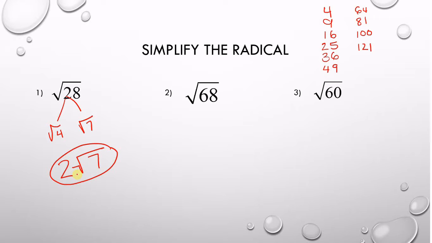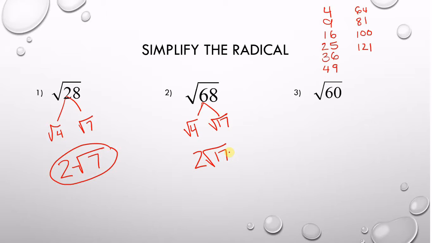Now, what about the square root of 68? I need to find a perfect square that can go into 68. Let's see, can 4 go in? I would get 17, I think. Can a perfect square come out of 17? No, I can't take anything out. So this would be 2 square roots of 17.